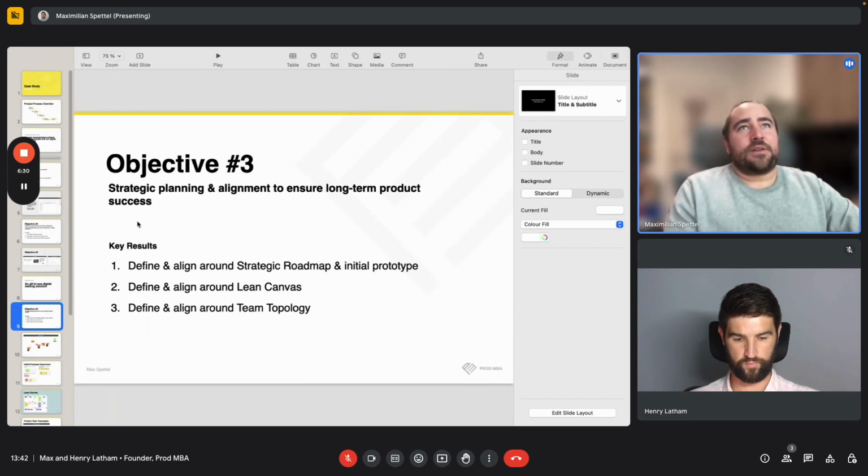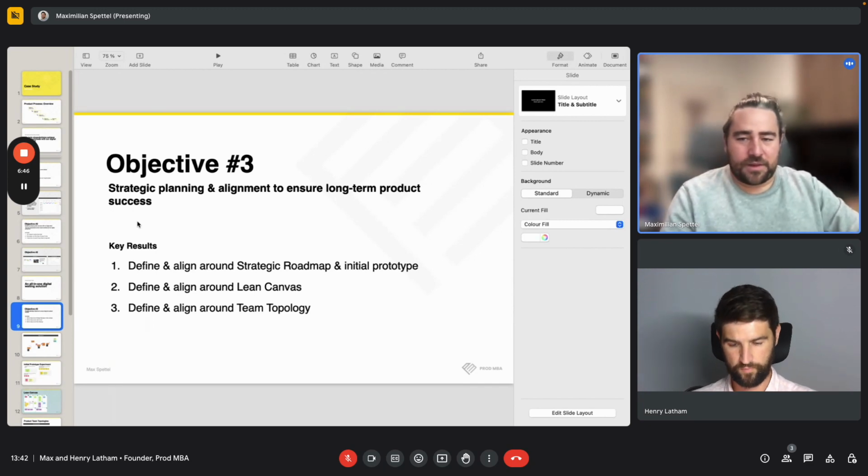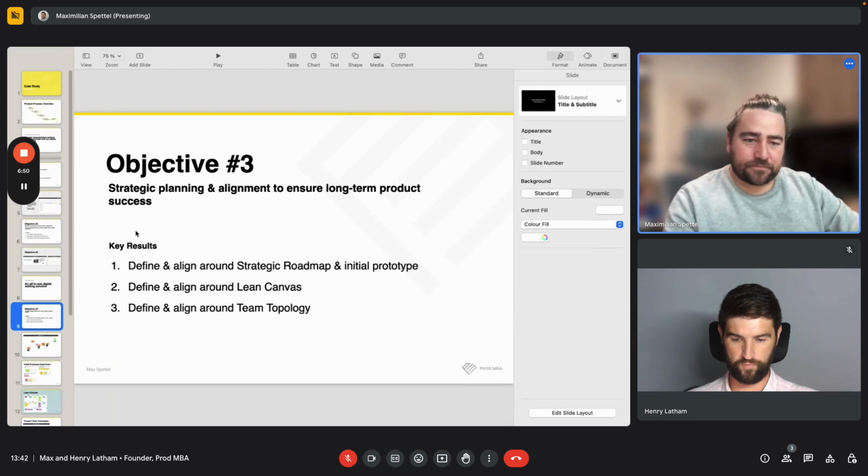And then the next step was important: to define the team topology. So who's taking care of what, which teams are taking care of the customers, who's taking care of the lead generation, who's taking care of the platform itself, and to already have some basic structure in mind.